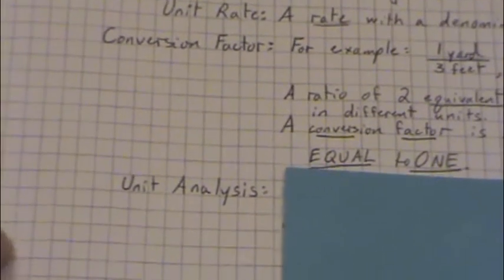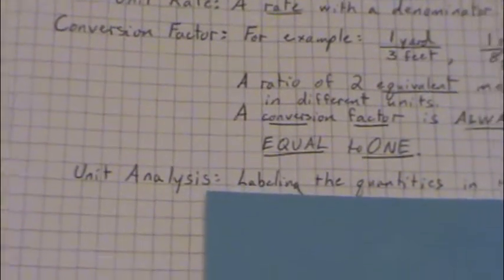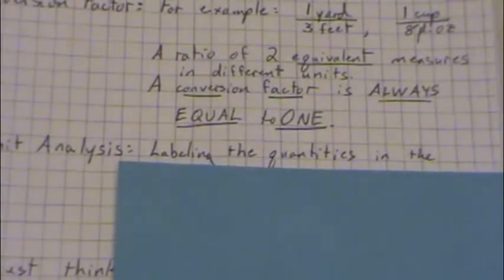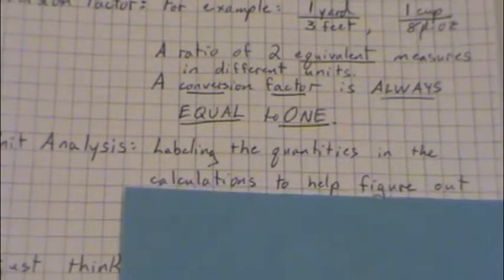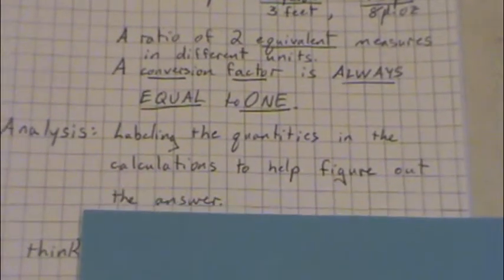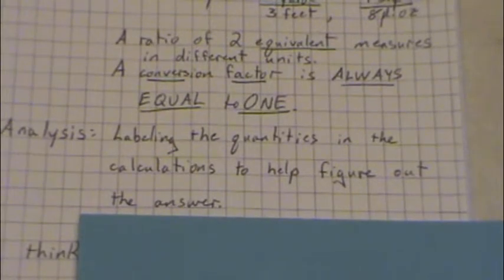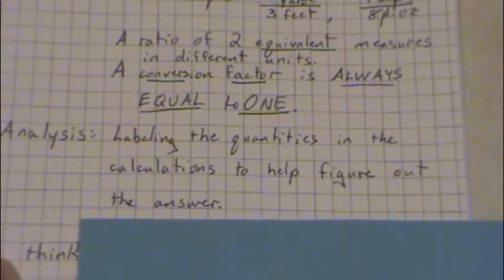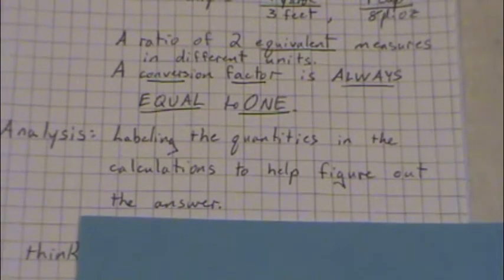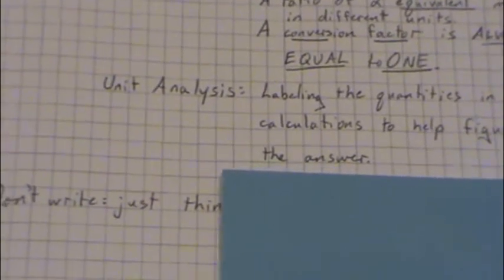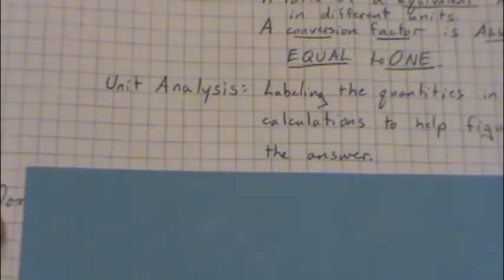Unit analysis, the last vocabulary word. All that means is you are labeling the quantities in the calculations to help you figure out the answer. We will go over this in more detail when we get to problem 3. Now, pull out your book, page 118.